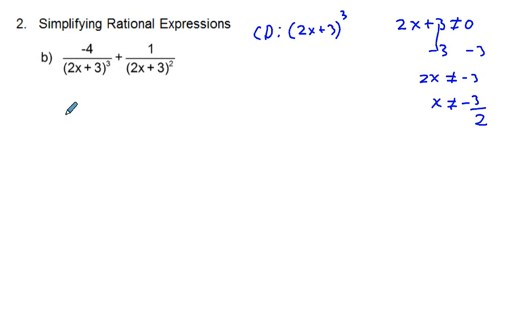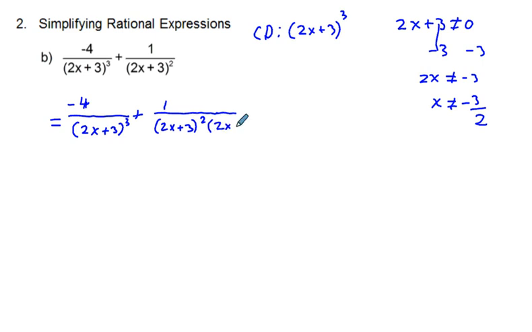Now to work out this problem here, to simplify, we're going to rewrite this first fraction and do what to it? Absolutely nothing, because we already have our common denominator. So plus 1 over 2x plus 3 squared. Now what do we have to multiply this by in the denominator? We have to multiply by 2x plus 3.